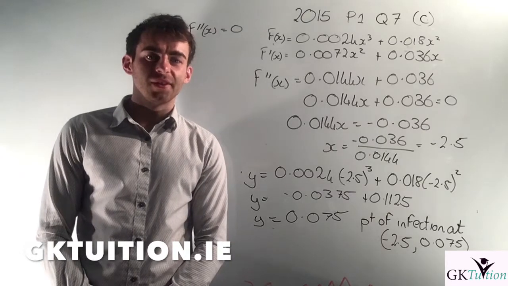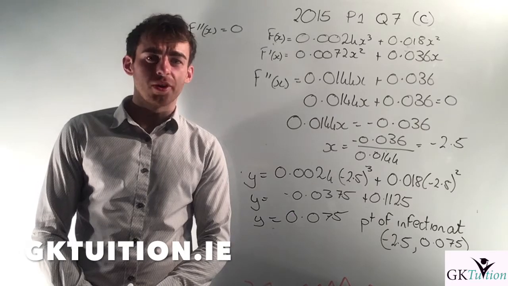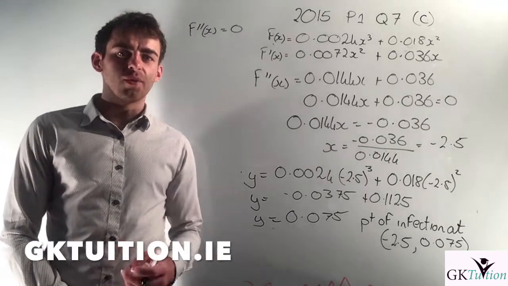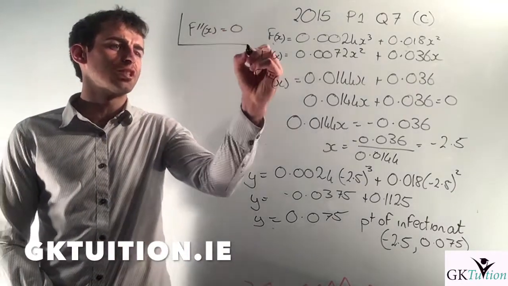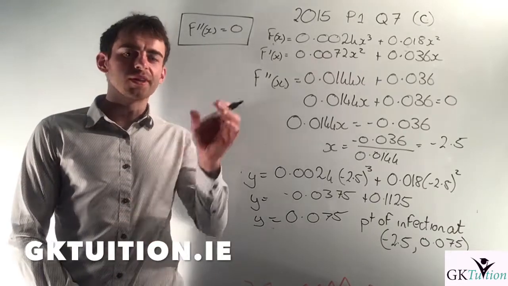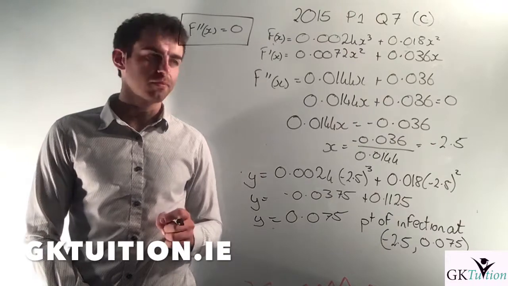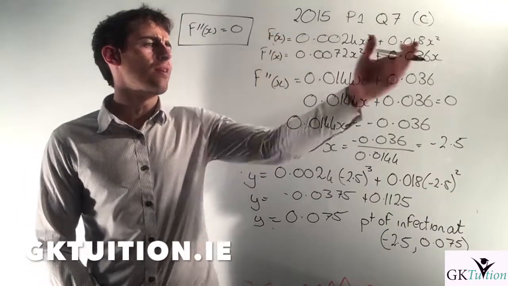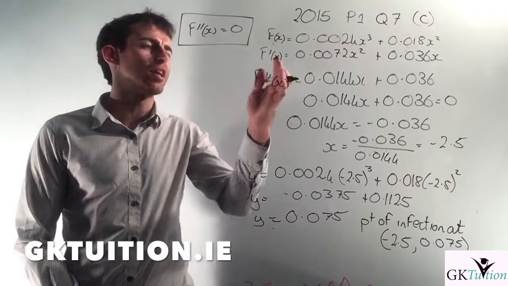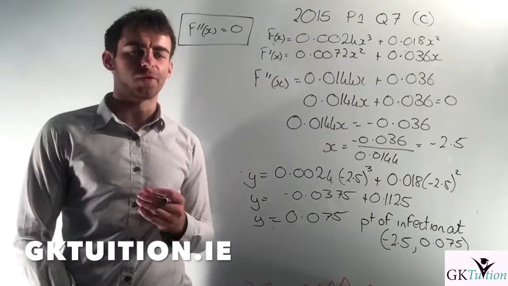Okay, so for part C of this question, we're asked to show that there's a point of inflection at the coordinate minus 2.5, 0.075. Now straight away you should recognize that at a point of inflection, the second derivative is equal to 0. So they're telling me, let your second derivative equal 0 and find the coordinate. So we know that we have here our f of x, and in the previous parts of the question we've been working with f dash x, our first derivative.